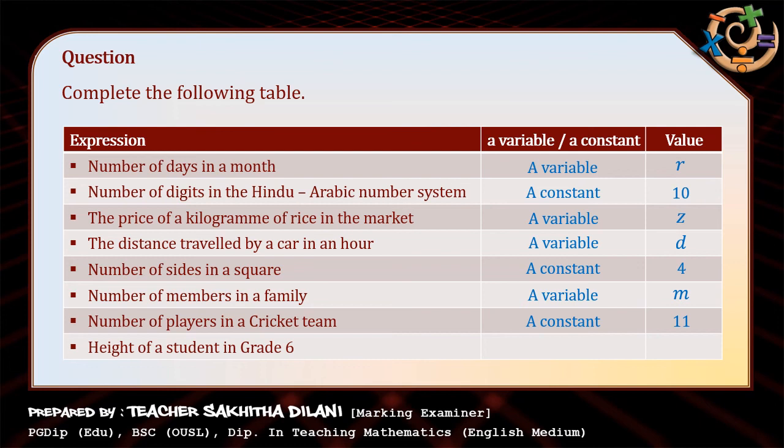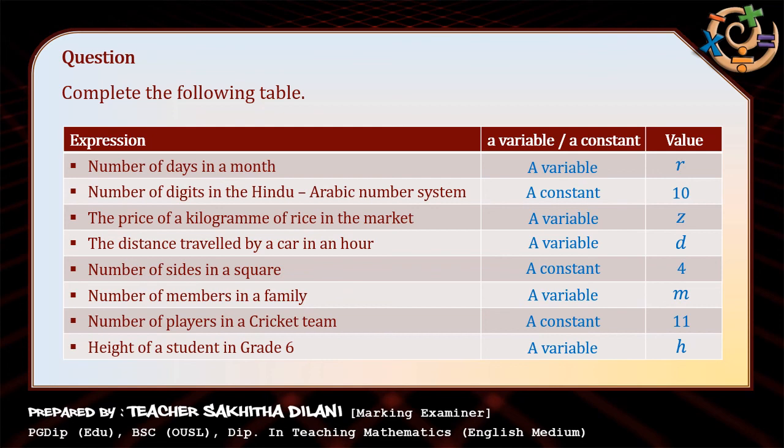Next one, height of a student in grade 6. You know that it's a variable. It takes different values. Therefore, you can represent it using an algebraic symbol. Here, I have taken it as simply H. I think now you have understood what variables are.